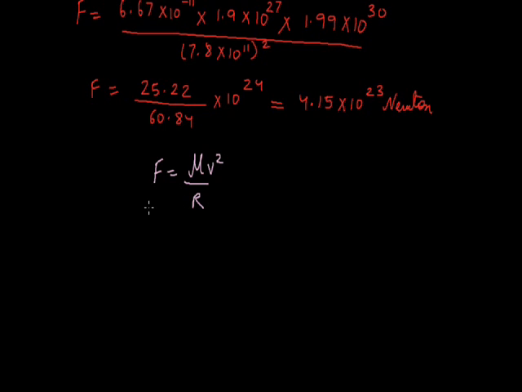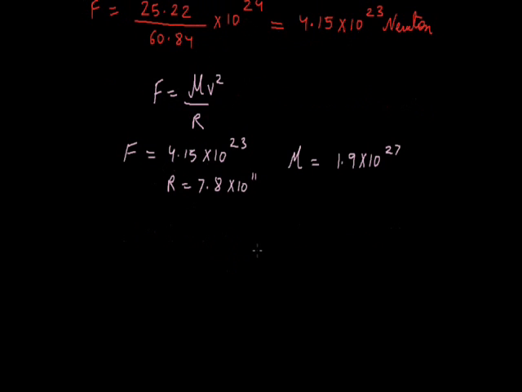Now talking of this equation, we know about F, and we know about M and capital R also. We know that F, which we have calculated, is 4.15 into 10 raised to the power 23. We know about the M, as we have to evaluate for Jupiter, so the mass of Jupiter would be taken into account. We know its mass is 1.9 into 10 raised to the power 27. And at the same time we know about the R also, that is 7.8 into 10 raised to the power 11. Now using this equation we can find the value of V.